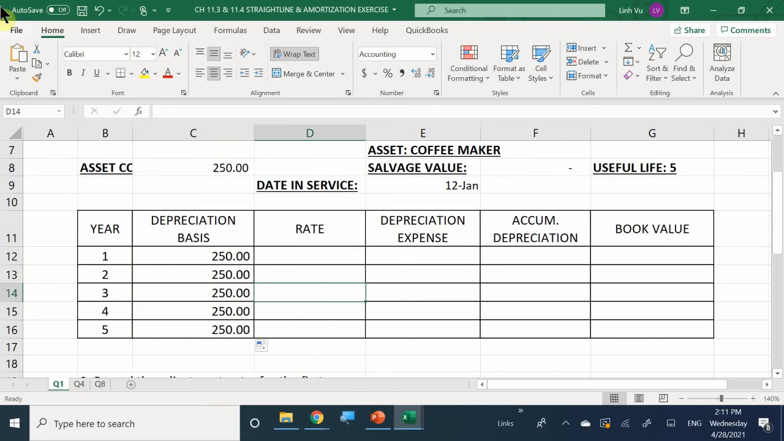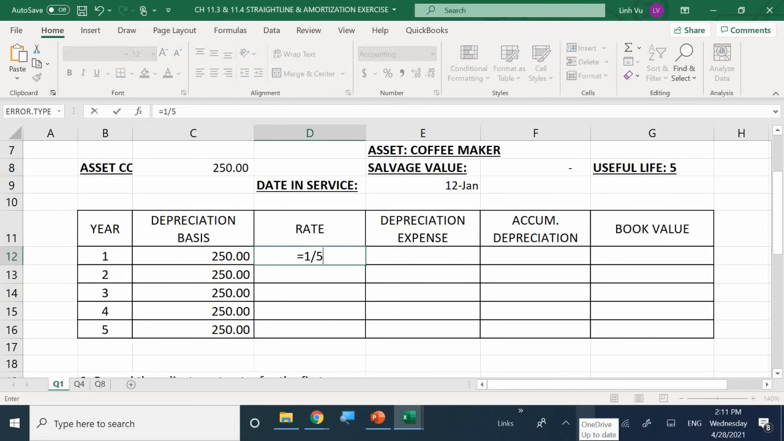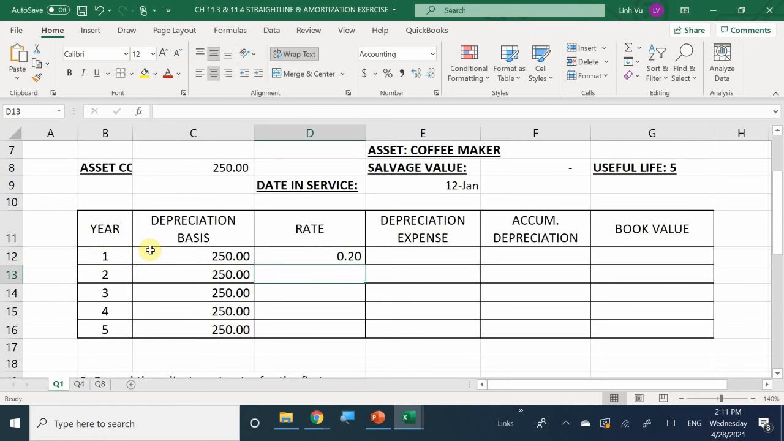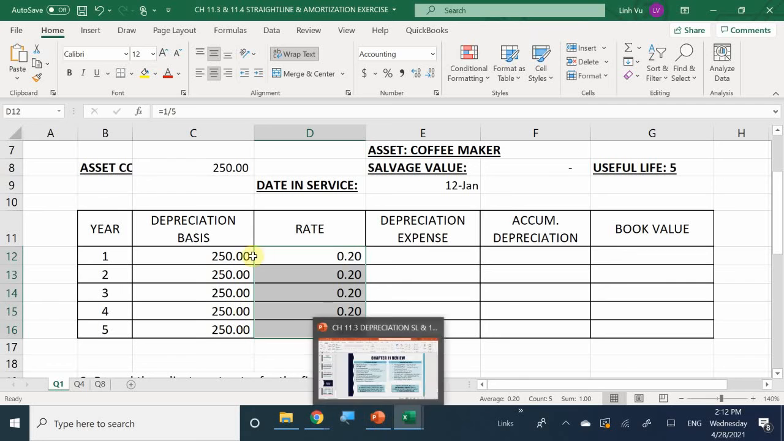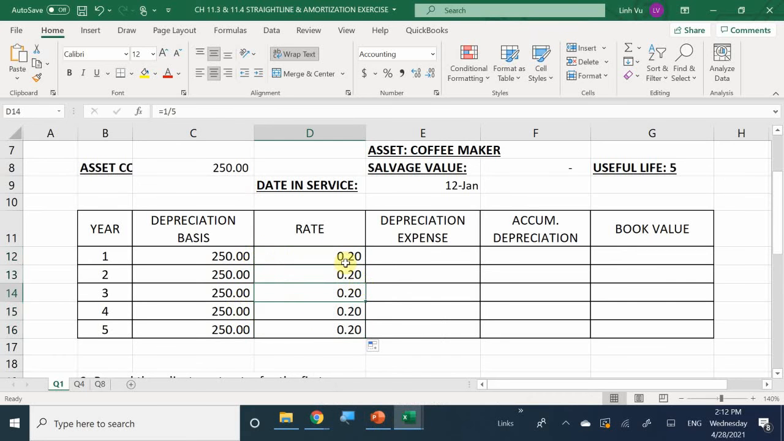Okay. What about the rate? What's my rate going to be? 20%. 1 divided by 5, right? The estimated useful life gives you 20%. And what do we know about this 20%? It will remain the same, right? Boom. Use the autofill tool, okay?